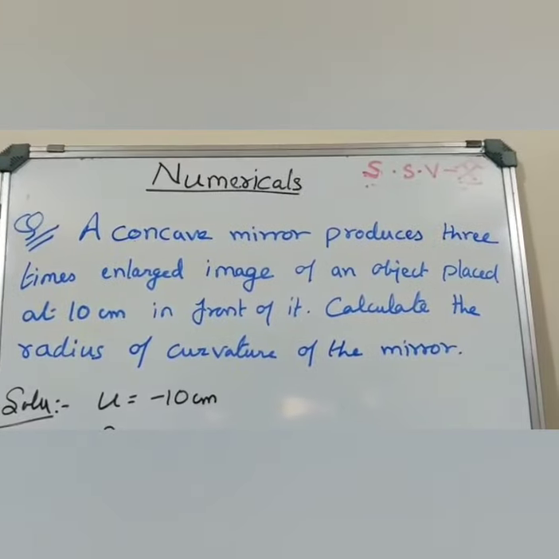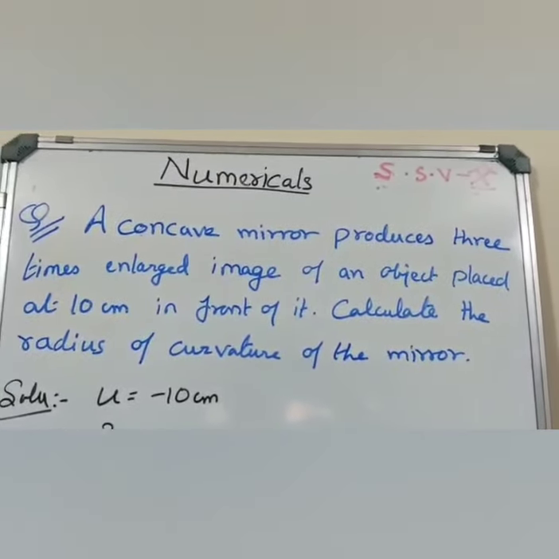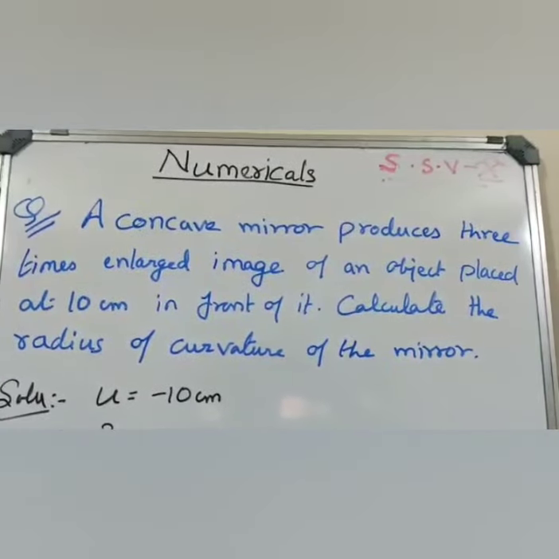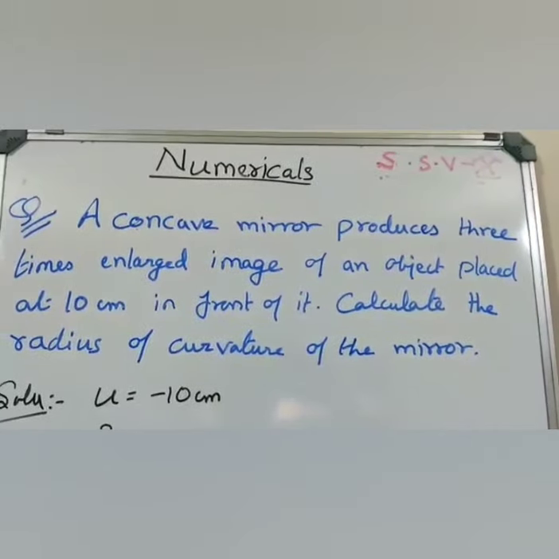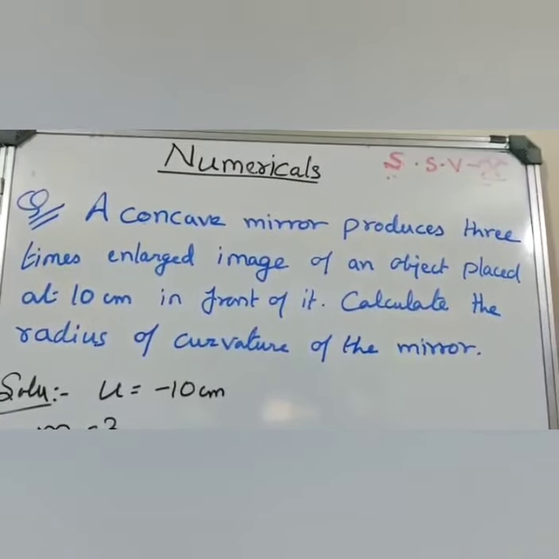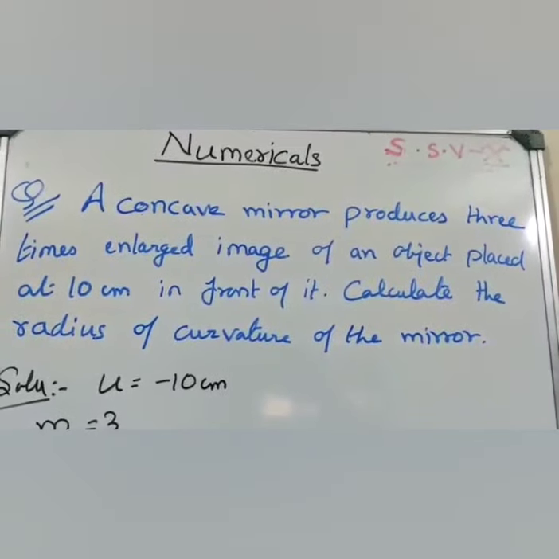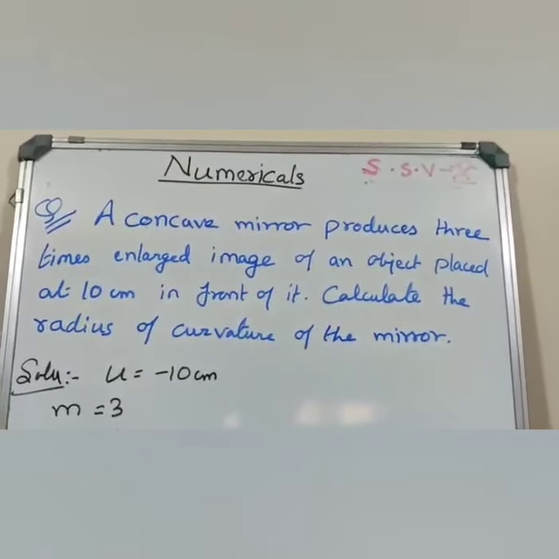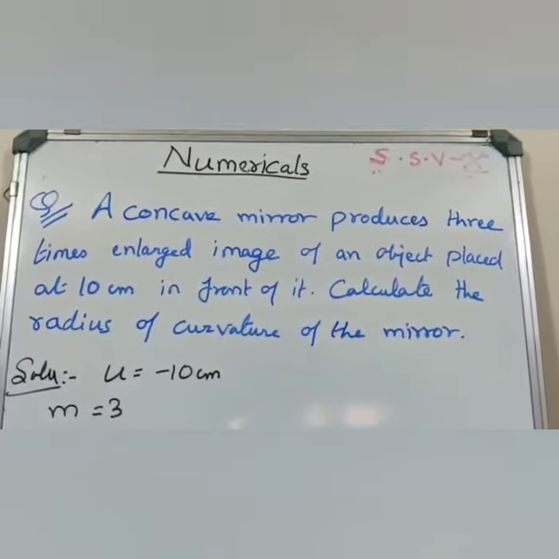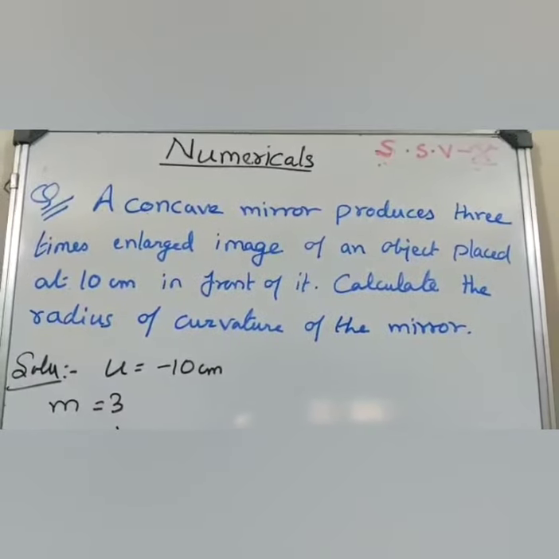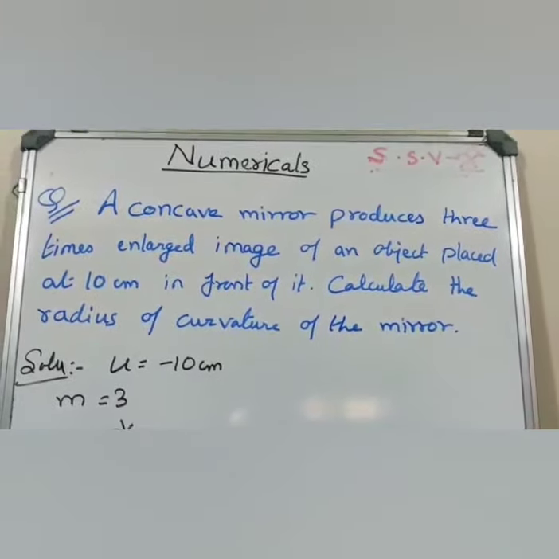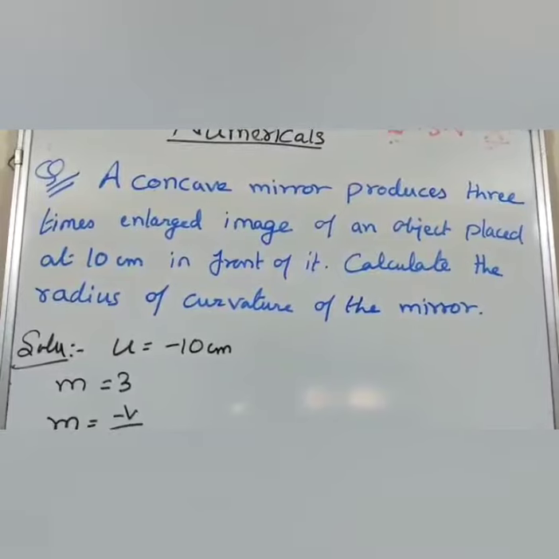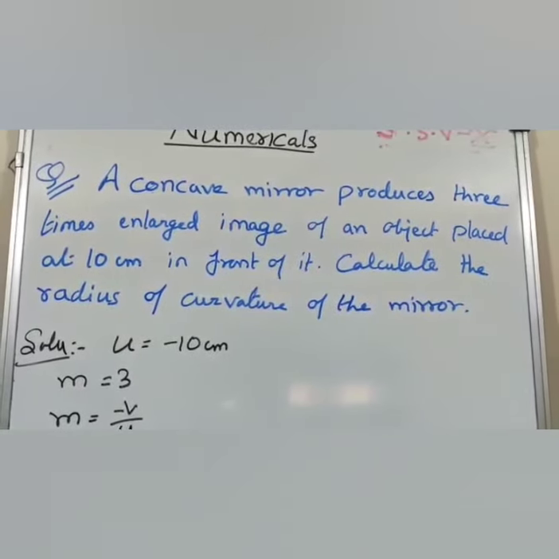So our next question is: a concave mirror produces 3 times enlarged image of an object placed at 10 centimeter in front of it. Means in front of the mirror, the image of the object is 3 times enlarged, placed at 10 centimeter in front of it. Calculate the radius of curvature of the mirror. Means we have to find r. Object distance u equals minus 10 centimeter. Your magnification is 3. Okay, it has given a 3 times enlarged image.